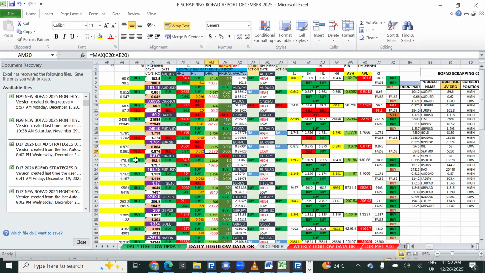If you look at Euro JPY here, it's giving us a buy decision. What are the two best positions to buy? We are going to look at the two lowest prices. If you look at it, we have 184.8, 179.7, and here 180.9 and 182.5. According to the rule, the two best prices to buy here are 179.7 and 180.9.